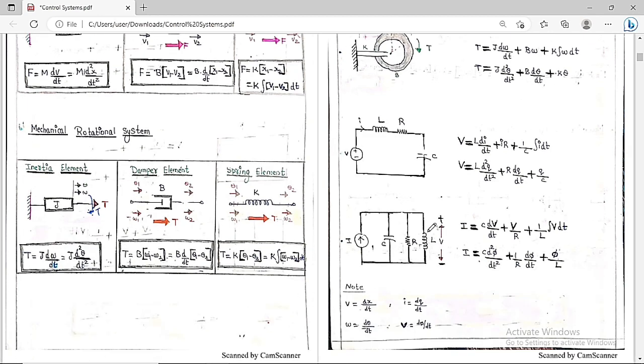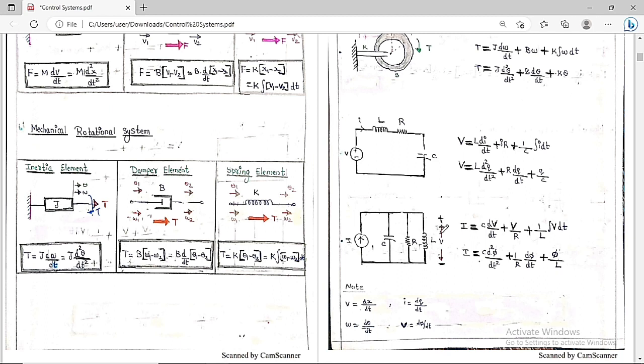Now for the parallel RLC circuit, you see resistor, capacitor and inductor, all these three elements are connected in parallel, and V is the overall voltage across these three elements. Here we are going to supply a current source of I value. By KCL, the net incoming current is equal to the net outgoing current. Therefore the supply current is equal to the current to the capacitor plus the current to the resistor plus the current to the inductor.